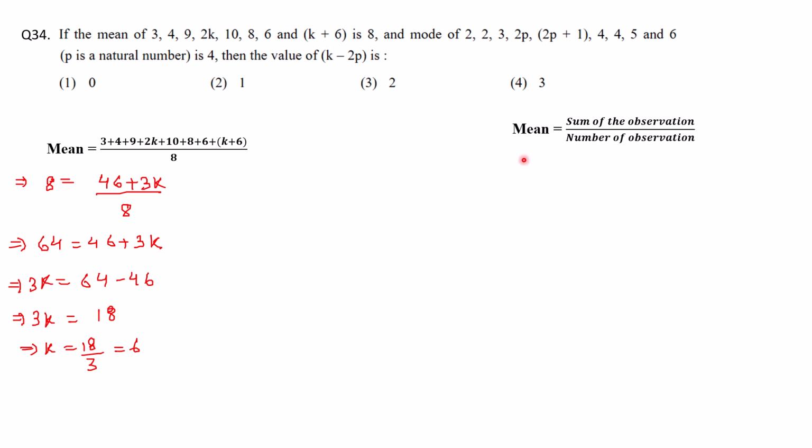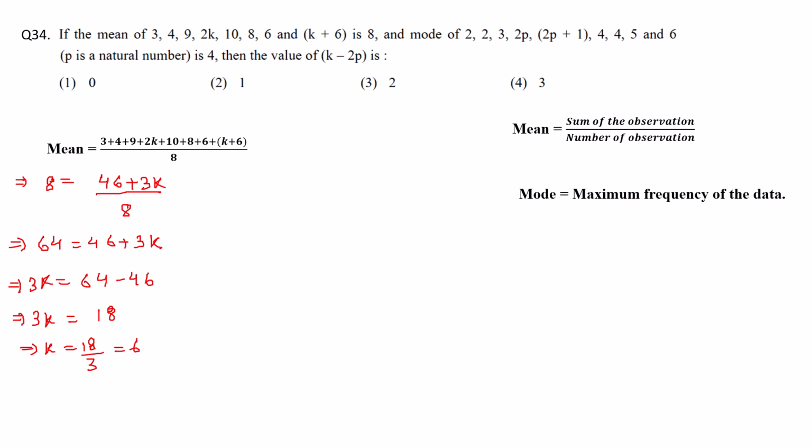Now coming to the mode part. The meaning of mode is the data which occurs most frequently in the given observations. Here it is given mode is 4. It means 4 should appear the most number of times. But if you see here, 2 appeared 2 times, 4 also appeared 2 times, isn't it? To make the mode 4, it means 4 should come at least one time more, isn't it? So how to make it: 2p and 2p plus 1? Can I make any one data 4? And it is given p has to be a natural number only. So in 2p plus 1, if you put p as 1, then what will you get?